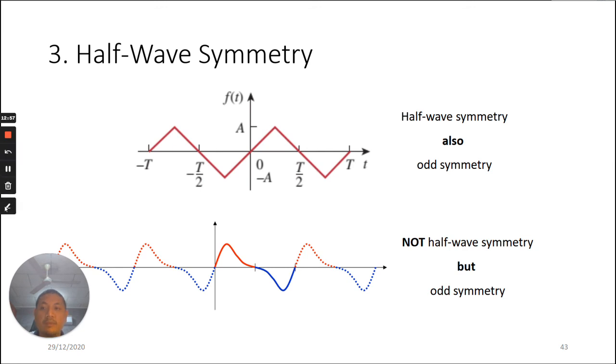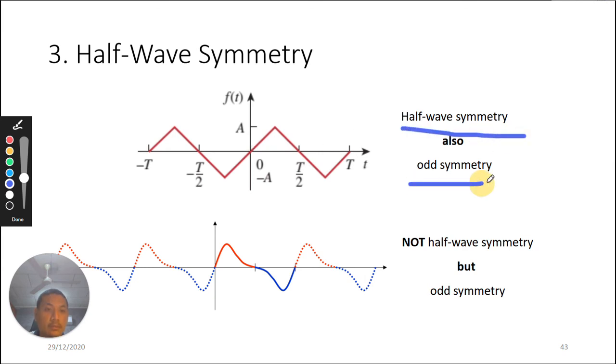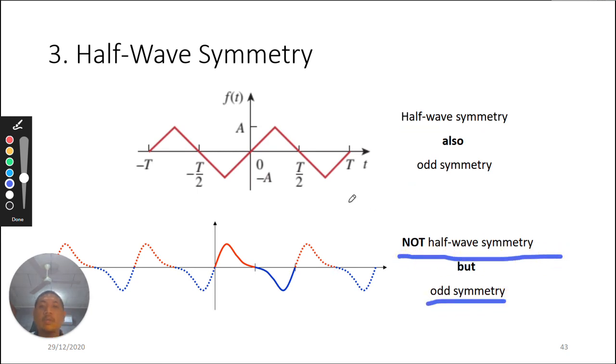So yep, same. Another example. This is a half wave symmetry and also an odd symmetry. But another example, it is an odd symmetry but not half wave symmetry. So it can be either both or just one symmetry.